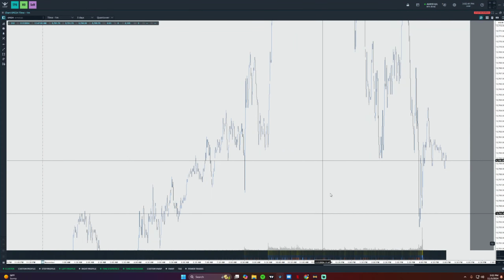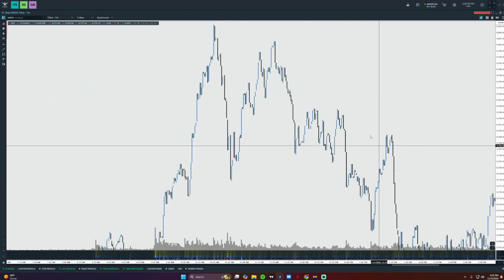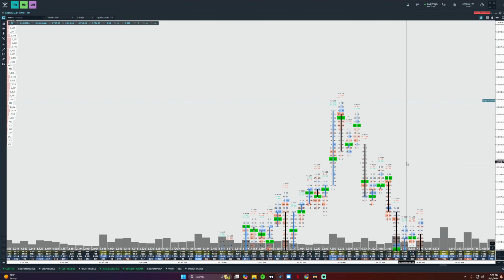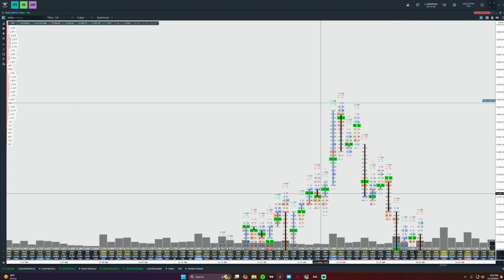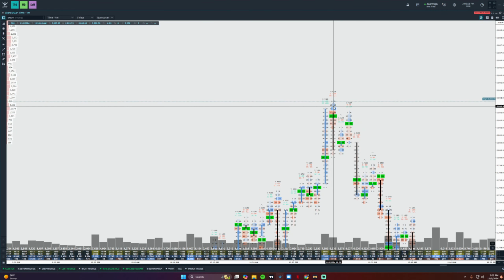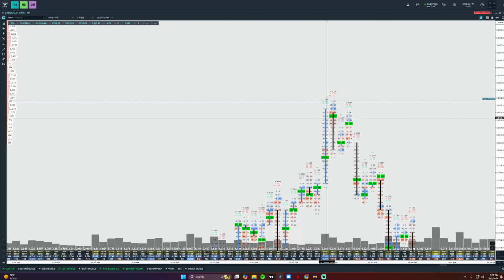So, as you can see here, this is what's called a footprint chart. Now, looking at the footprint chart, this is the contracts traded within each individual candle. So looking at this candle, that's right here, and this candle's right there.